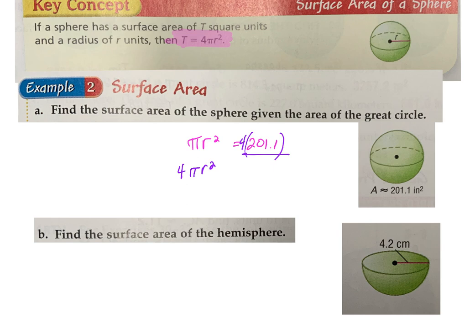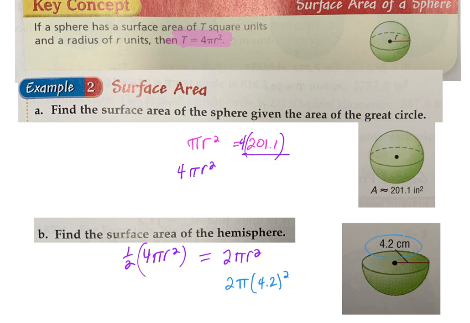What if they want the surface area of the hemisphere? Well, I'm going to take my 4 pi r squared, and I am going to cut that in half. So it's basically just 2 pi r squared, right? This isn't hard. My radius they gave me. So 2 pi times 4.2 squared, right?